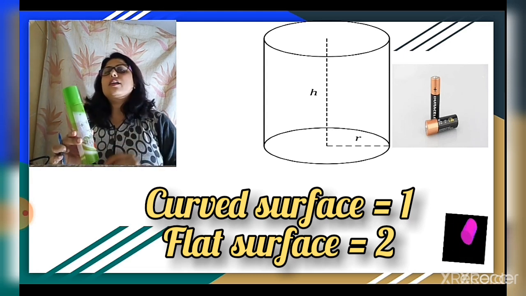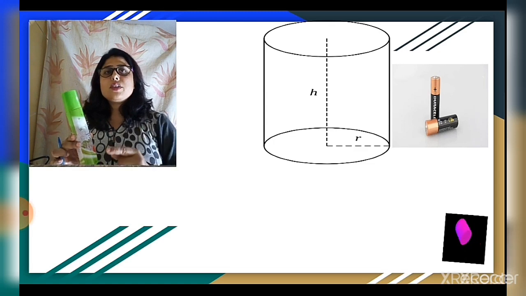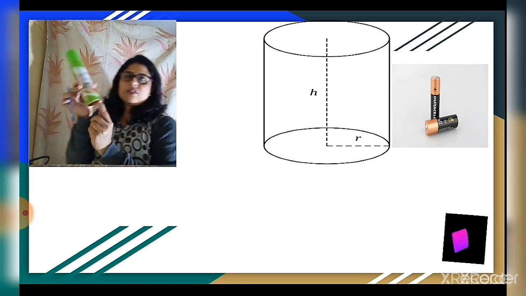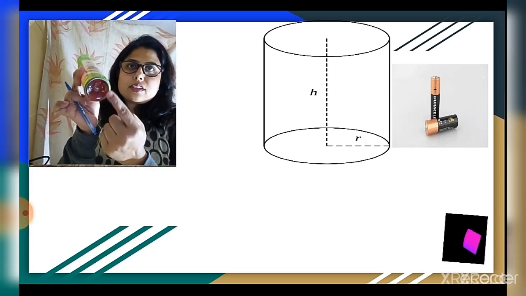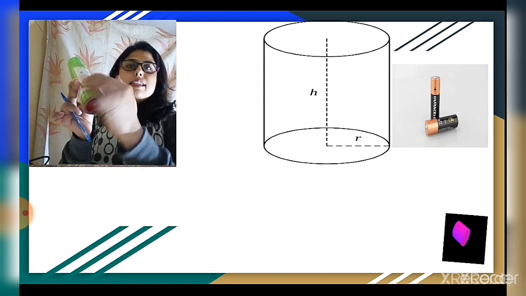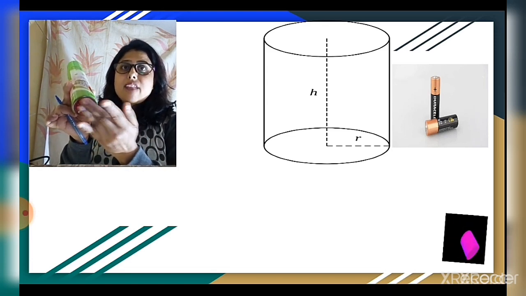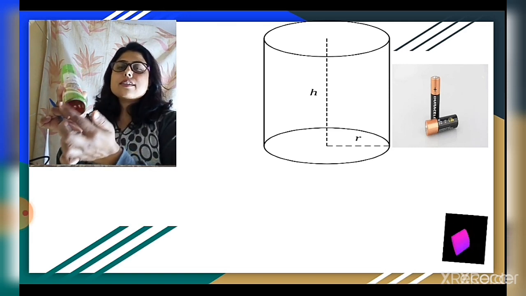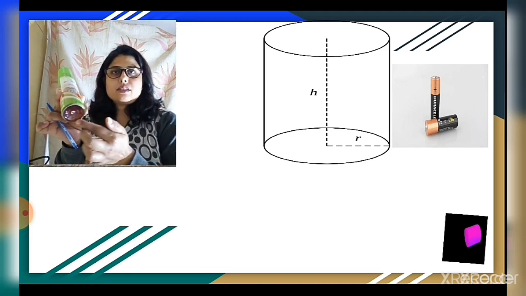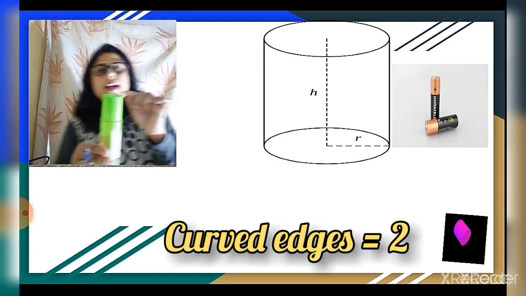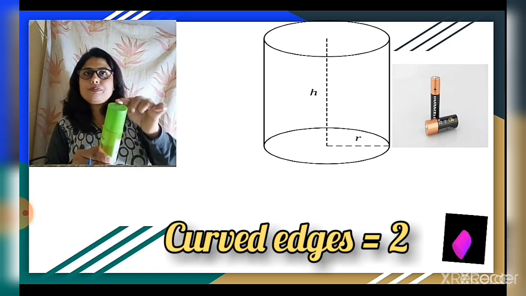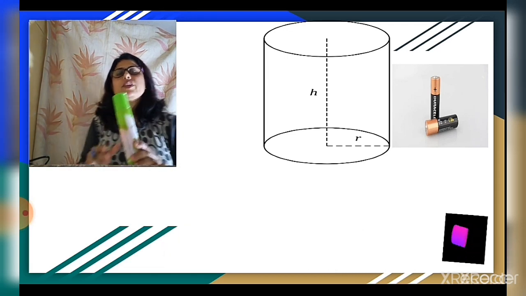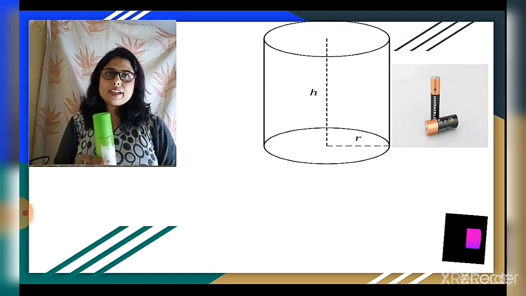Now talk about edges. Again you will find zero edges written, but no, there are two edges. Which are they? One edge is this circular one. Why is this one edge? Because this curved surface and this flat base surface meet together and form this edge. This edge is called a curved edge. So one curved edge at the bottom and one curved edge at the top. So a cylinder has two curved edges. Here we do not find any vertex. So this is about the cylinder.